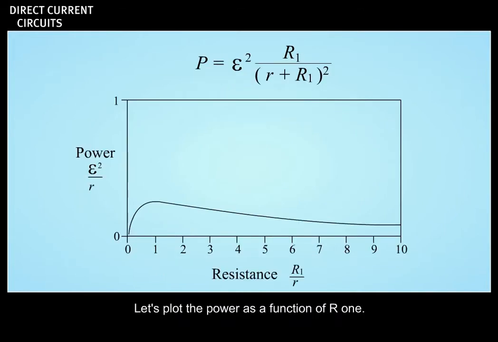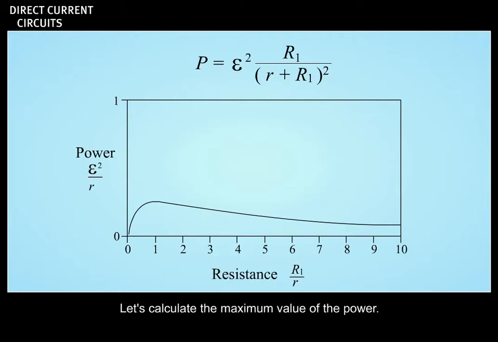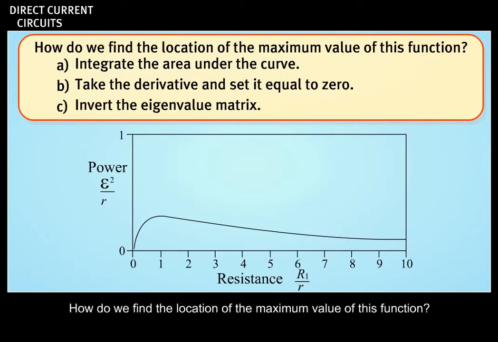Let's plot the power as a function of R1. The axes have been put in terms of epsilon and R. The important thing to note is that at first the power increases as R1 increases, but then it decreases. Let's calculate the maximum value of the power. How do we find the location of the maximum value of this function?